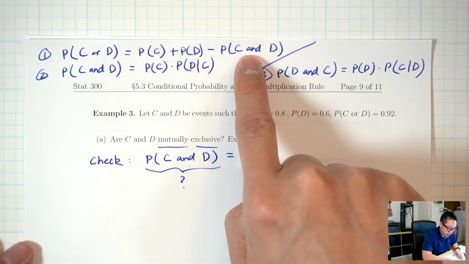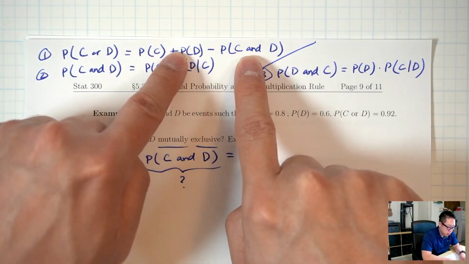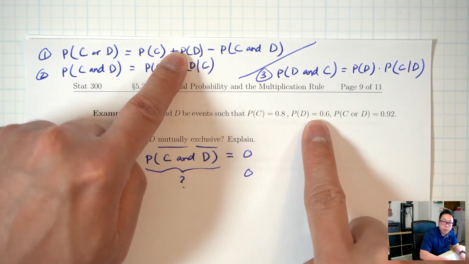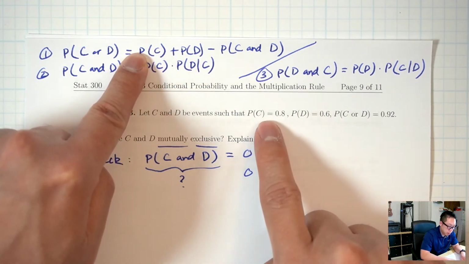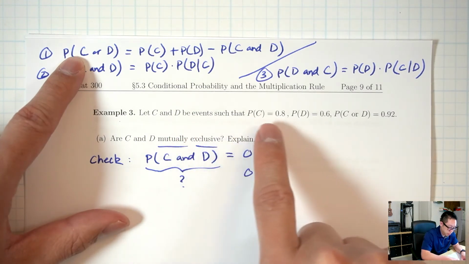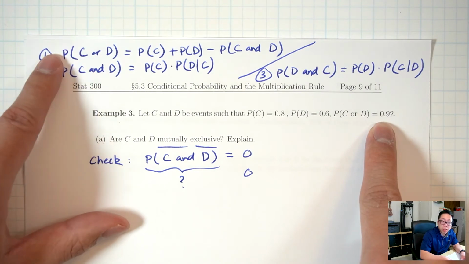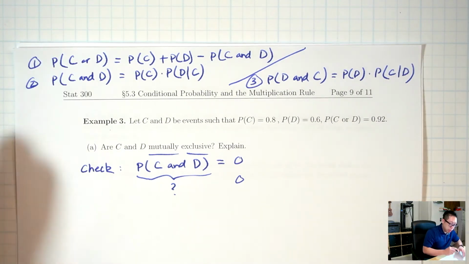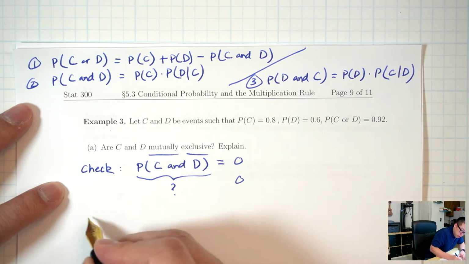I'm looking for C and D, so I need to know these 3 things. Do I know probability of D? Yes. Do I know probability of C? Yes. Do I know probability of C or D? Also yes, right? So I actually have everything I need for equation 1. So that means equation 1 is the one you want. So I'm going to rewrite equation 1. Let me write it. Yeah, I'll write it here.